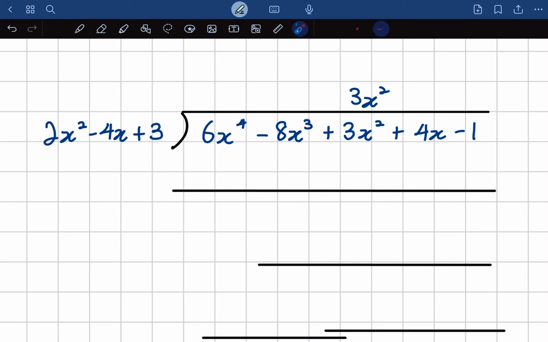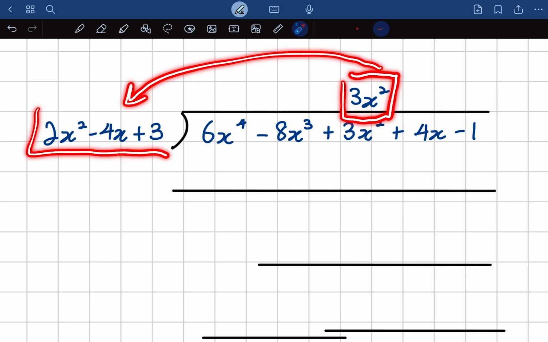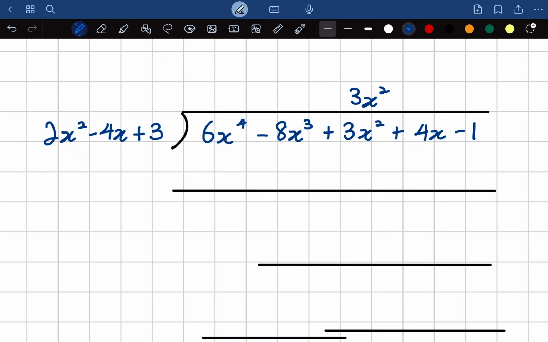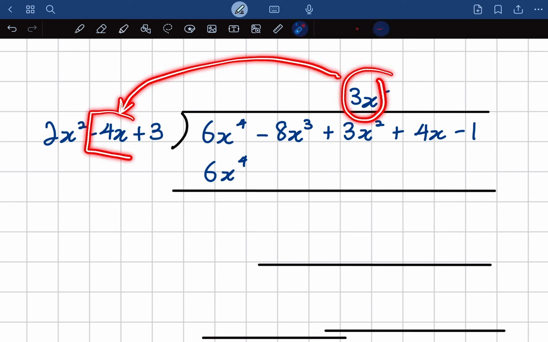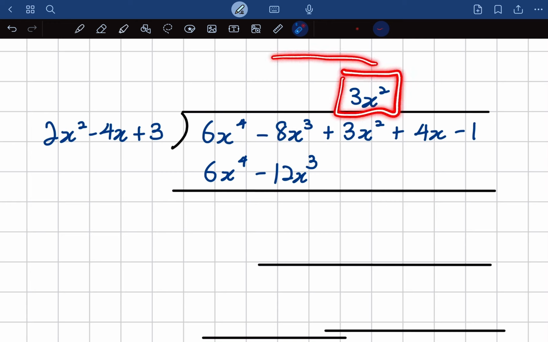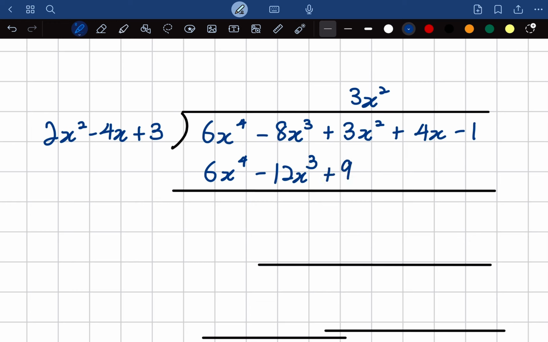Now this 3x squared will multiply to my entire divisor, and I rewrite this entire multiplied divisor on the next line. This will become 6x^4. Then my next term will be 3x squared multiplied to minus 4x, which becomes minus 12x cubed. And the last one is 3x squared multiplied to the last term plus 3, and I get plus 9x squared.